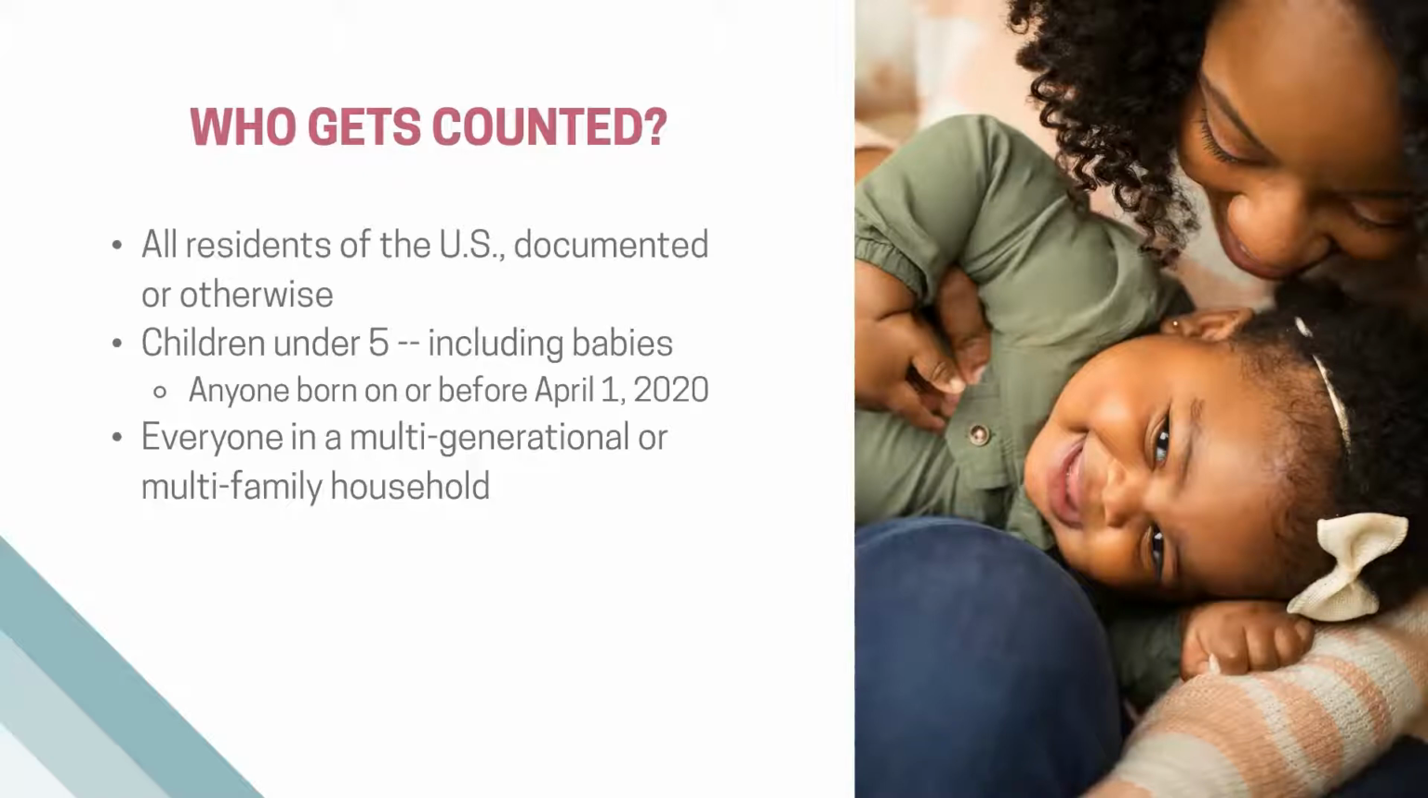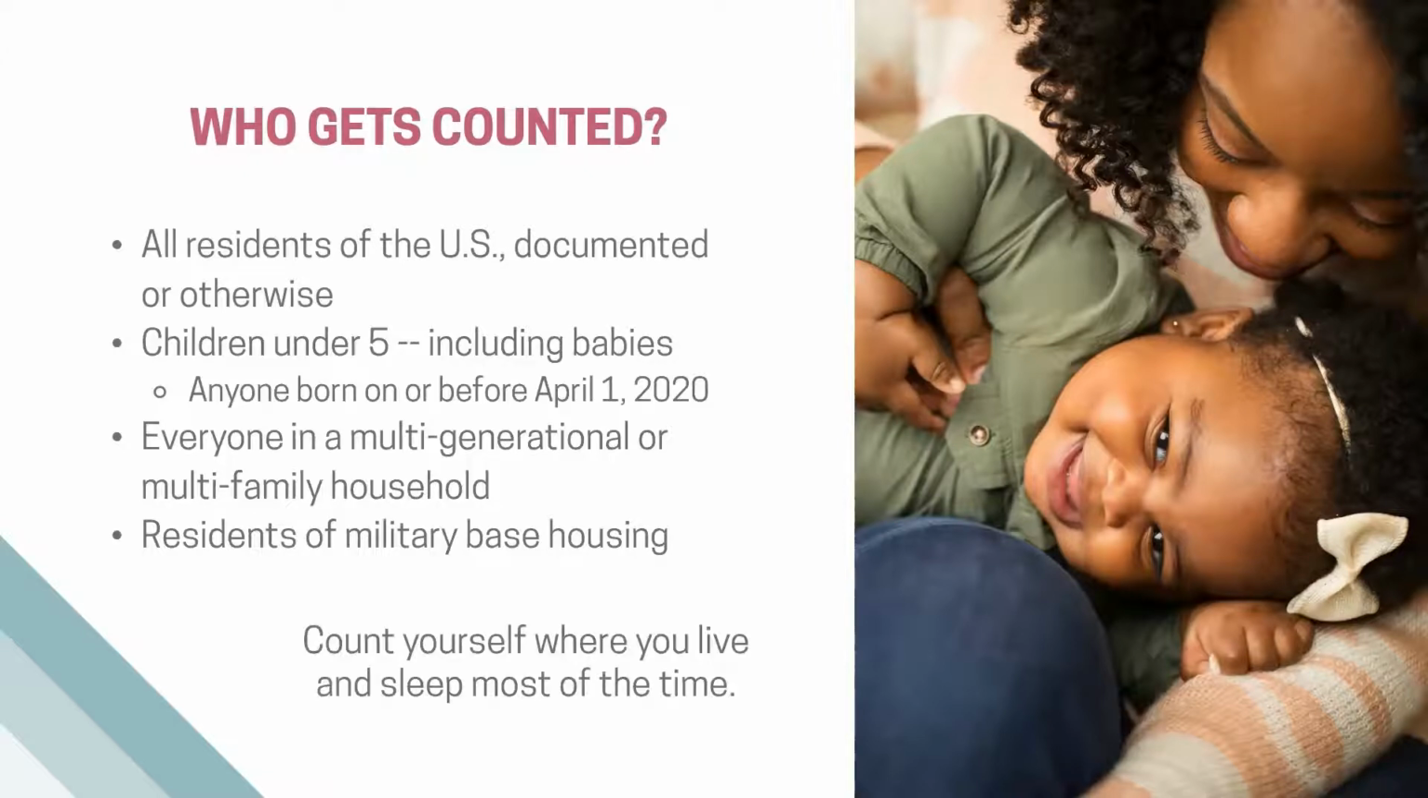And finally, if you live in military-based housing, you should have received a census questionnaire in the mail, and you can fill that out on your own and include all members of your family. If you or a family member is an active duty service member who lives in barracks as opposed to a housing unit on a military base, they get counted as part of that communal housing, which we'll get to in a few slides. So perhaps the most important thing to consider when figuring out who to count is that you should count yourself where you live and sleep most of the time.